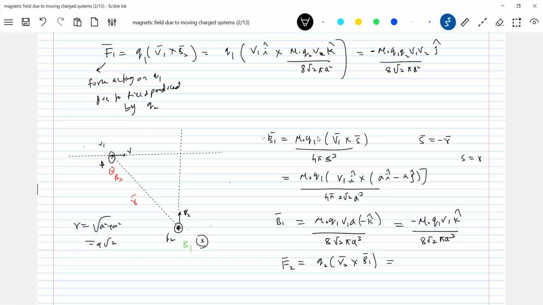Sir, velocity is in J direction, no, sir? Velocity is in x-axis, no? It is in J direction, sir, in this second case. Oh, this is J direction, no? J cap. Better I'll write it. Yeah, J cap cross minus of mu naught q1 v1 8 root 2 pi a square. This is q2.